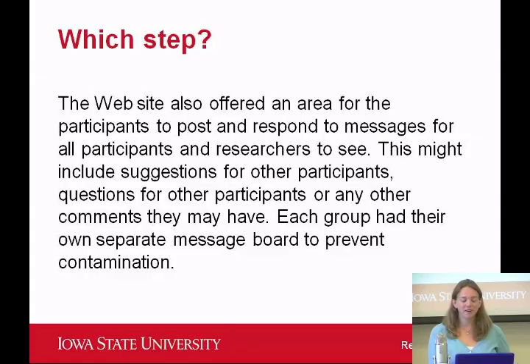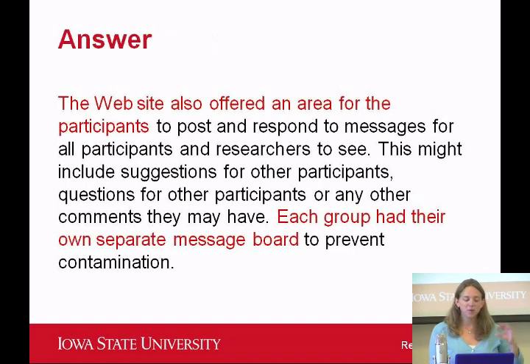Okay, another step here. Okay, did you get a chance to read this one? Let's look at it together. I've highlighted two portions here in red, and actually, I guess it's three sentences. The first part says, the website also offered an area for the participants to post and respond to messages. This might include suggestions for other participants, etc. And each group had their own separate message board to prevent contamination. All of this describes the setting. So we're not really talking about who the participants are, but we're talking about the context, the environment in which they interacted. So we know many more things now after we've read this about how this website was constructed or what it contained.